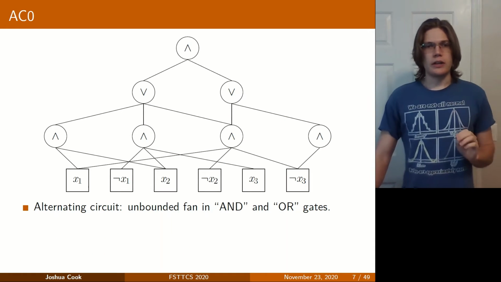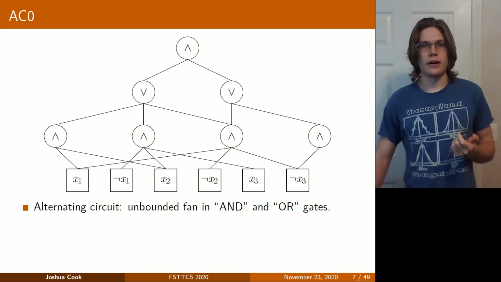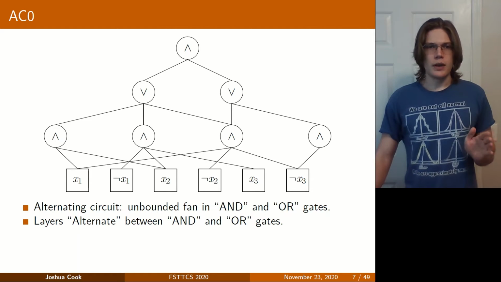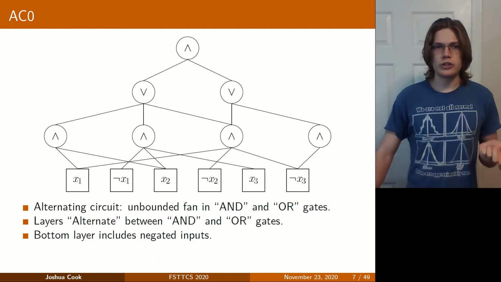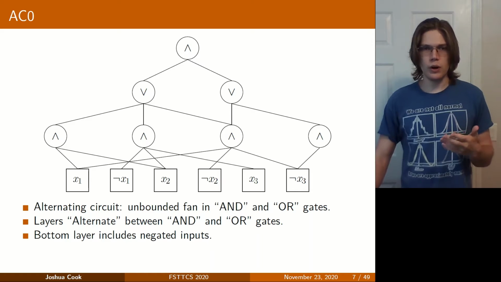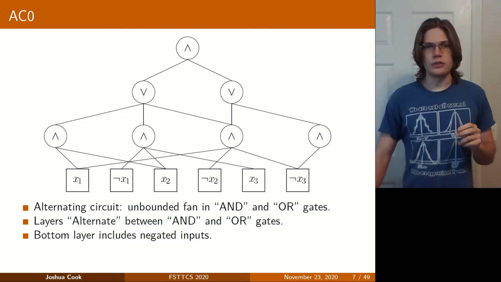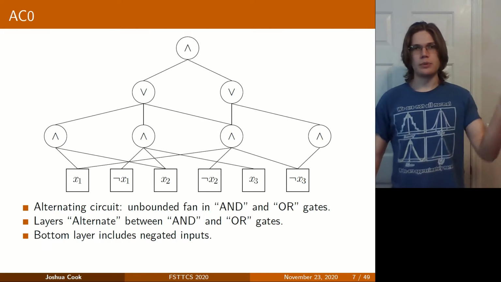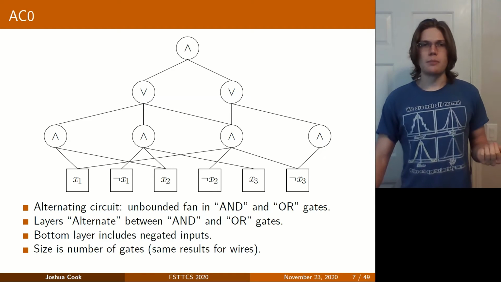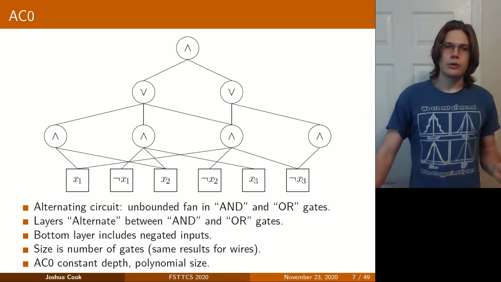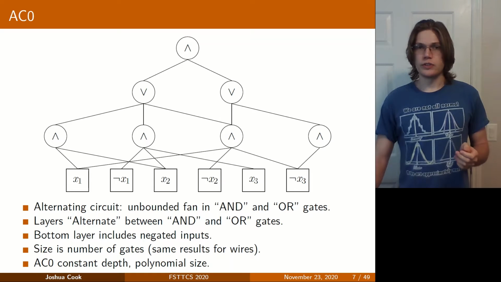So, AC0 is a class of alternating circuits. Those alternating circuits have unbounded fan-in AND and OR gates, and the layers alternate between being AND gates and OR gates. Then at the bottom layer, in addition to x1, x2, x3, and so on, we also supply not x1, not x2, and not x3. That way you can do negations by basically applying De Morgan's to the rest of the circuit. Then we say that the size of the circuit is the number of gates. And then AC0 is the class of alternating circuits that have a constant depth and a polynomial size.